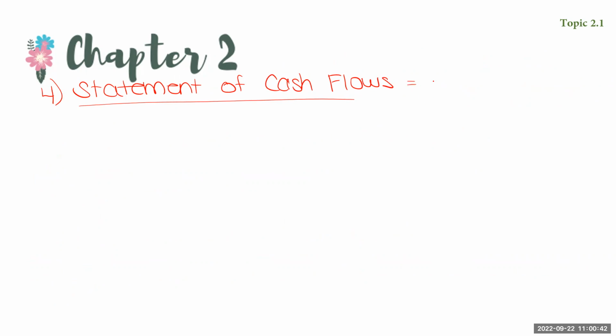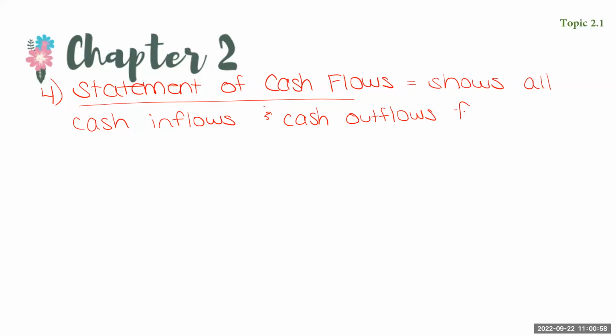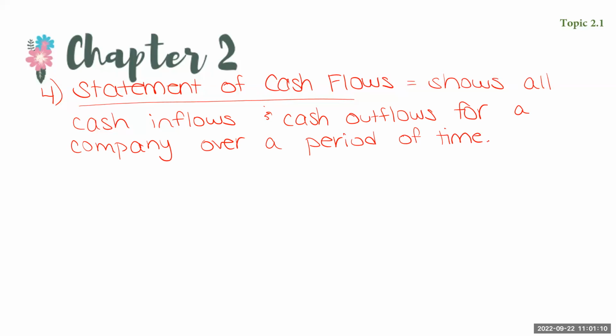So this financial statement shows all the cash inflows or cash receipts, and all the cash outflows or cash payments for a company over a given period of time, usually a year. Okay, so just know the definition for now. Like I said, we spend an entire chapter on that later. I think it's chapter 16. There you go. That's the statement of cash flows.